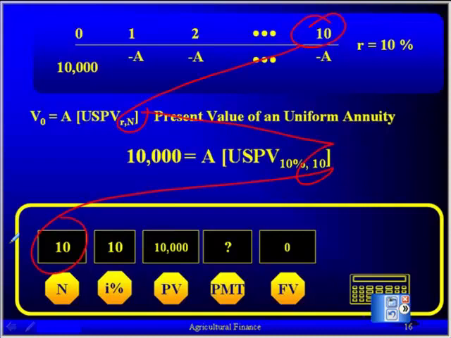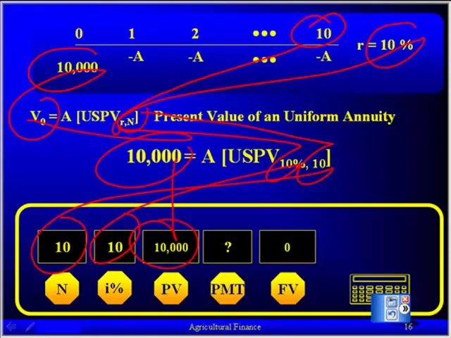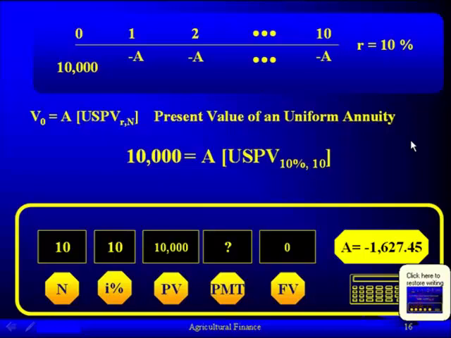If we put 10 in, we can see that the interest rate is 10%, so we put 10 I. We see that the present value in this case is $10,000, so we put $10,000 in the present value key. Now in this case again, notice that we put a 0 in the future value for the same reason we did before, because all the future values that are indicated in this problem are already accounted for or will be accounted for in the payment. So now we compute the payment, which was our unknown, and it comes out to $1,627.45. If we were to pay off this loan, then we'd have to make the $1,627 payment per year.